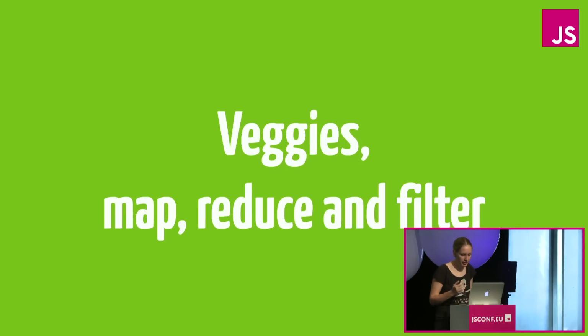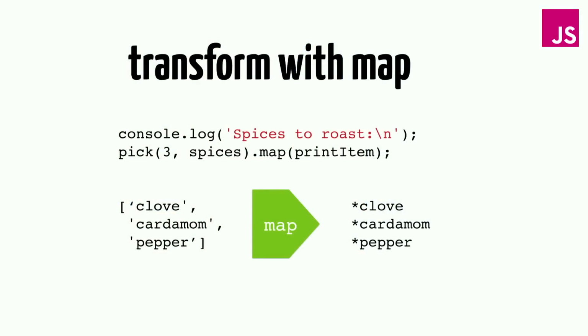Let's also revisit higher order functions real quick. They can help us to do repeated work on data structures. Map, reduce, and filter are some of the most prominent higher order functions. In JavaScript, we know them from arrays. So map applies a supplied unary function with one argument to each array element. How does that work? We already used it. We said pick three spices and then map the print item function over them. So on the left, we have our array of the three spices. And then on the right side, we have the result.